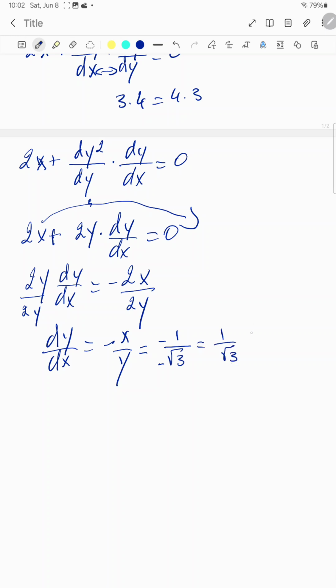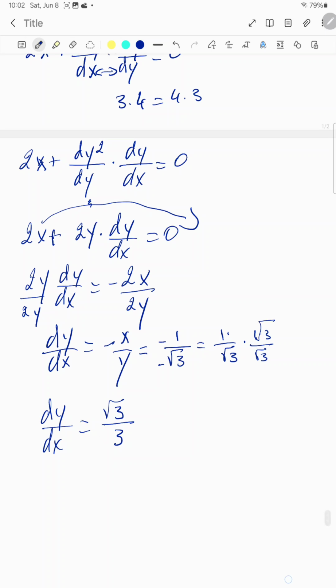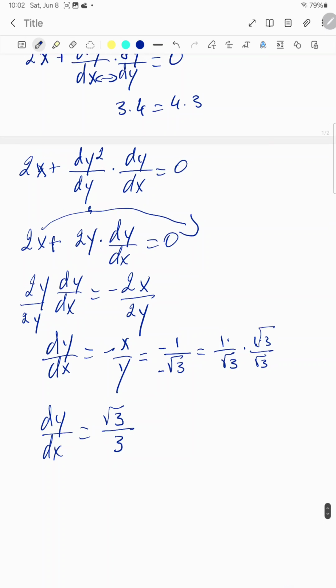And if I want to write it in a better way, I can multiply it by 1, and my 1 I can write as square root of 3 divided by square root of 3, because as you know, we don't like to see a square root in the denominator. So my dy over dx is equal to square root of 3, because 1 times square root of 3 is square root of 3, and square root of 3 times square root of 3 is 3. So that is the slope of my tangent at that point.